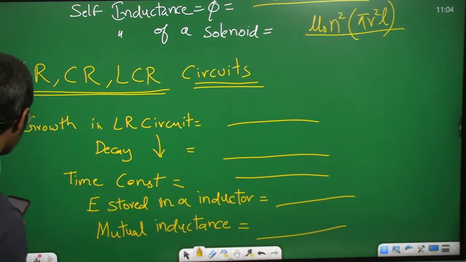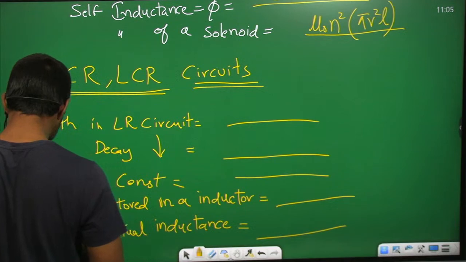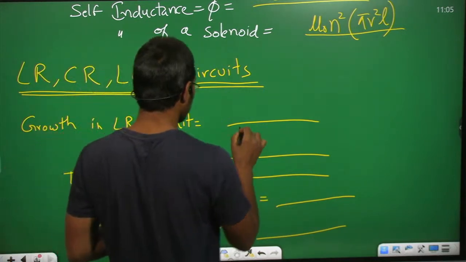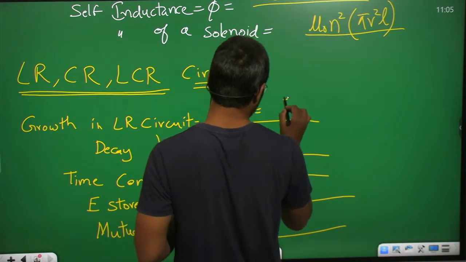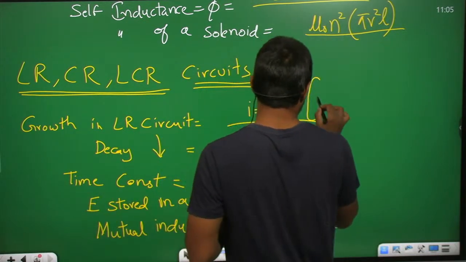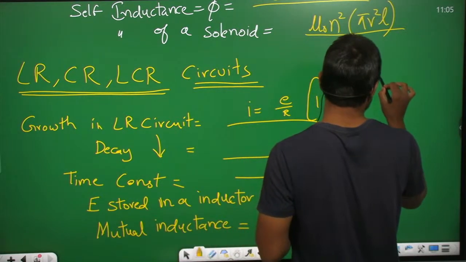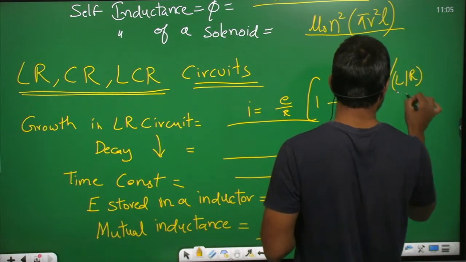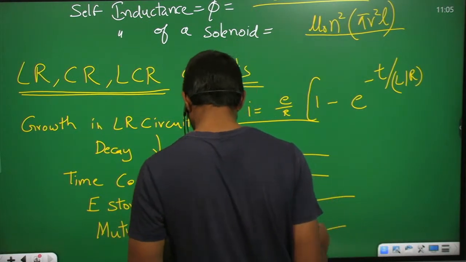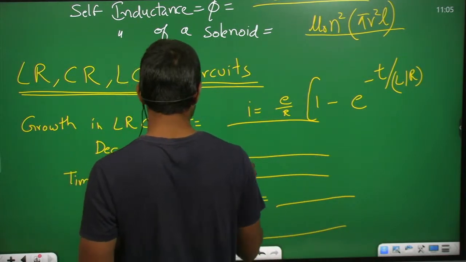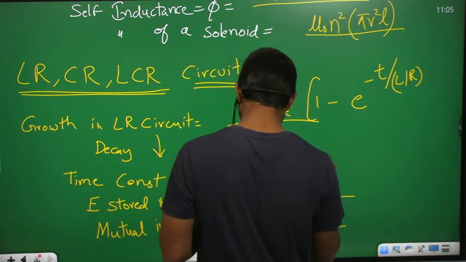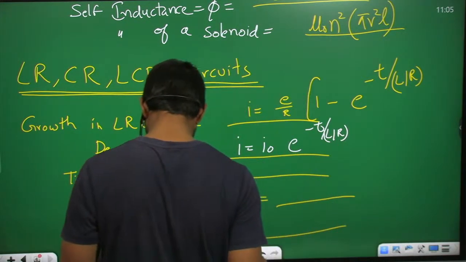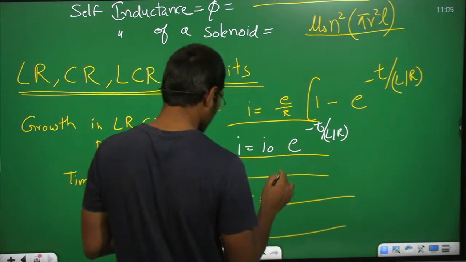So growth in LR circuit. Growth of current in LR circuit, I is equal to E by R into 1 minus e power minus t by L by R. Decay of current, I is equal to I naught e power minus t by L by R. Time constant for LR circuit is L by R.